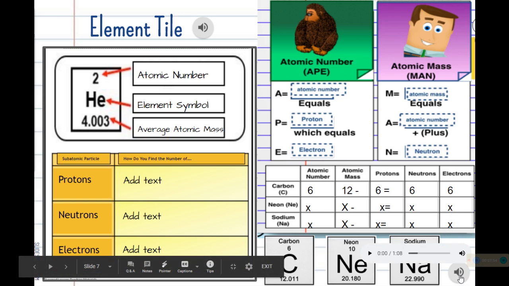So what I want you to do when you finish that is listen to this little icon down at the bottom to make sure you got them all correct.